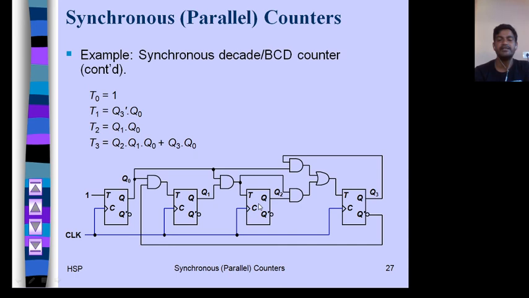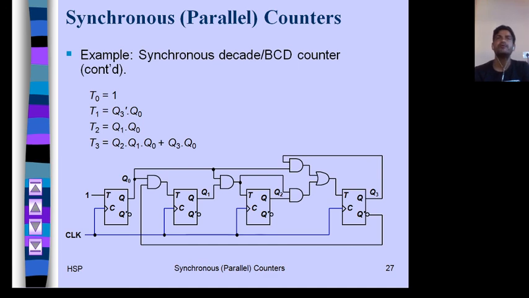Next, what is T3? T3 is Q2 Q1 Q0. Q2 is coming here and Q1 Q0 is coming from here, plus Q3 Q0. This is Q0, this is Q3. Apply an OR gate to get this equation for T3. In this manner you can design any synchronous non-binary counter.